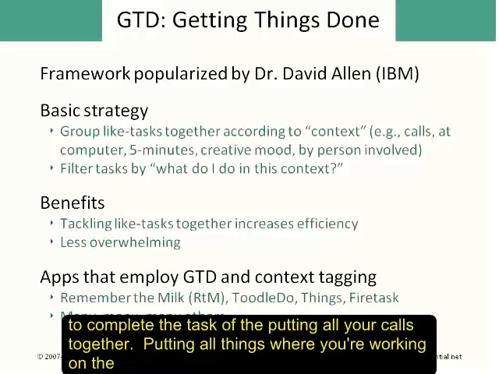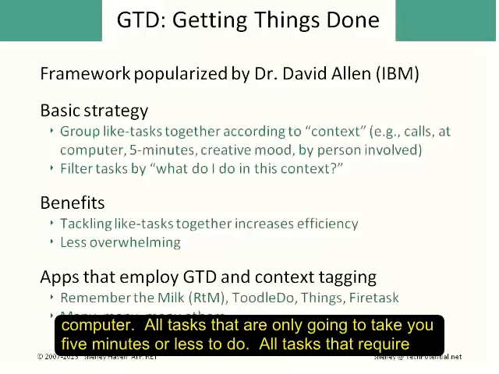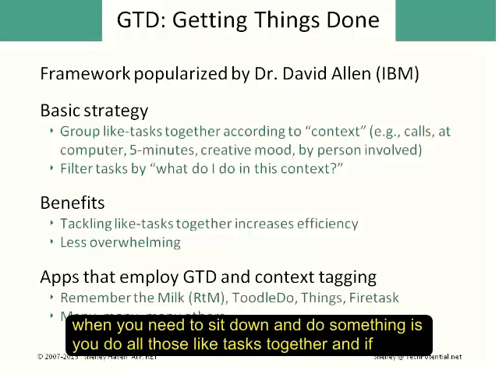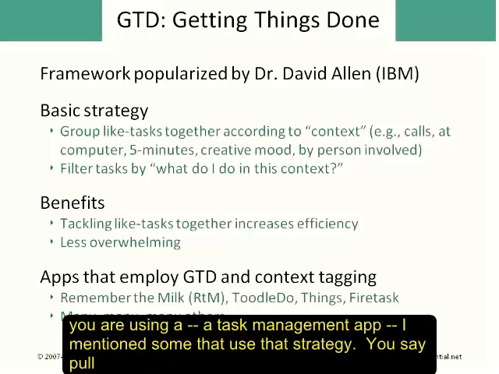In other words, by the skills or the context that you're using to complete the task. Like putting all your calls together, putting all things where you're working at the computer, all tasks that are only going to take you 5 minutes or less to do, all tasks that require you to be in a creative mood. And then when you need to sit down and do something, you do all those like tasks together.